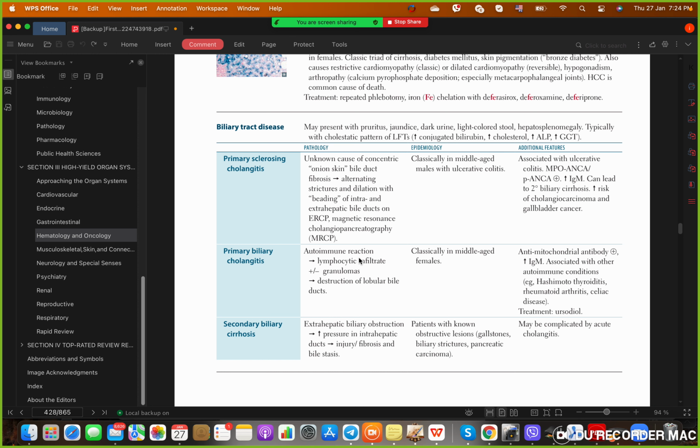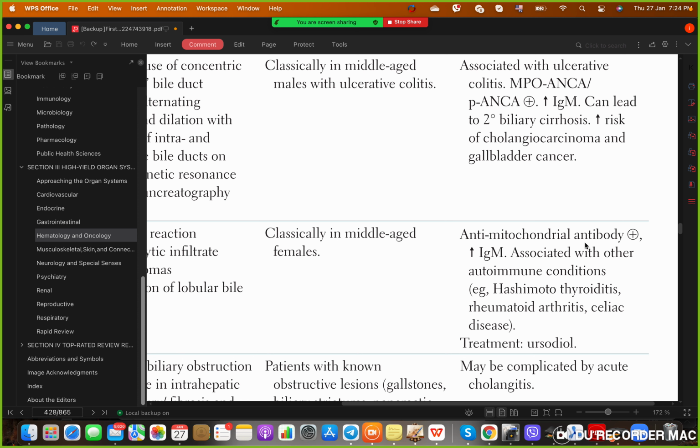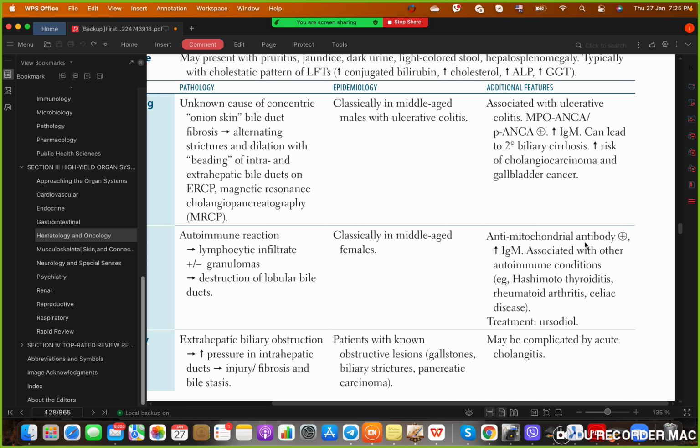Guys, who gave us mitochondria, mom or dad? Mother. The mother. So yeah, classically a middle-aged female, so the females will have this anti-mitochondrial antibody, just like a memory hook. Also, they have increased IgM. It's associated with other autoimmune conditions, of course, like Hashimoto thyroiditis, rheumatoid arthritis, or celiac disease. The treatment is with ursodiol, which basically helps to dissolve any form of stones. Also, it helps to clear out the bile from the liver.